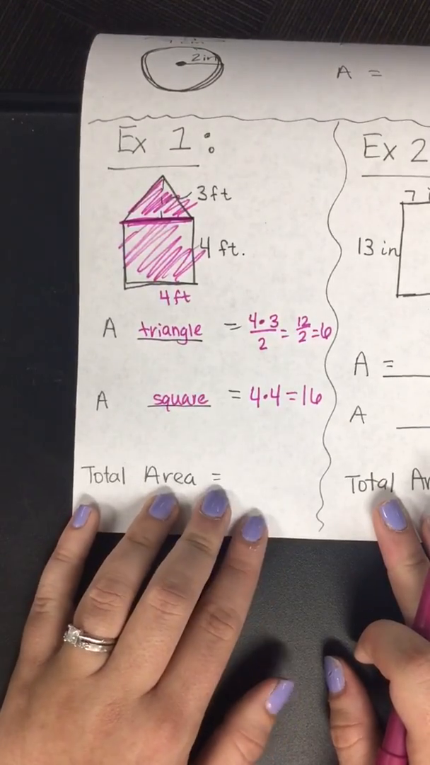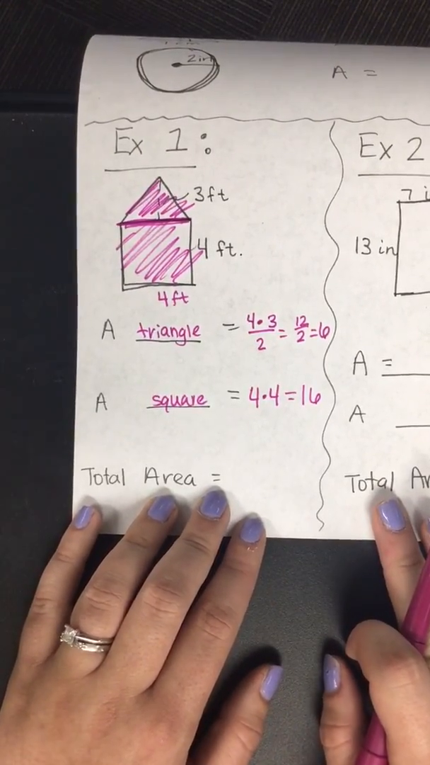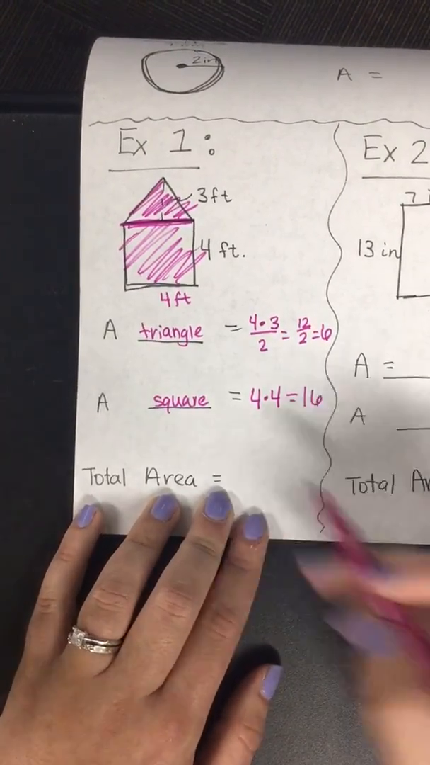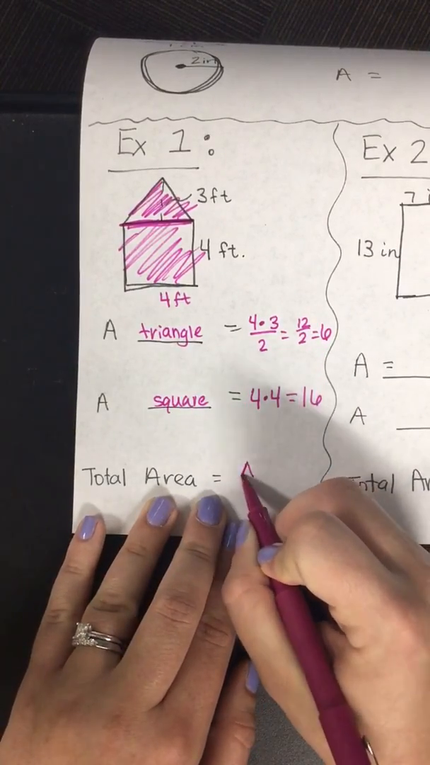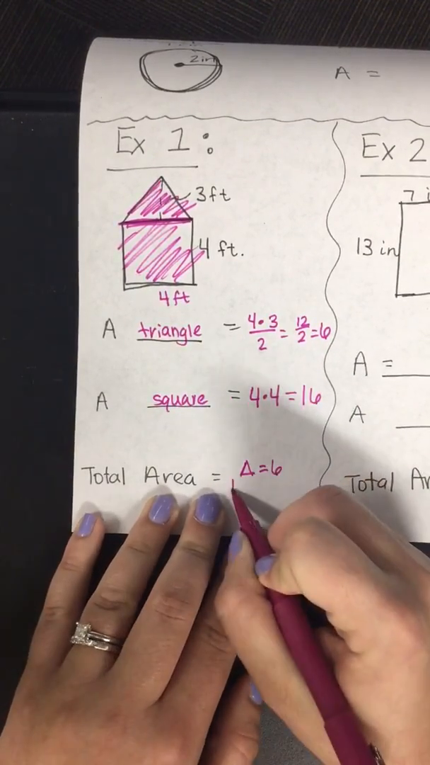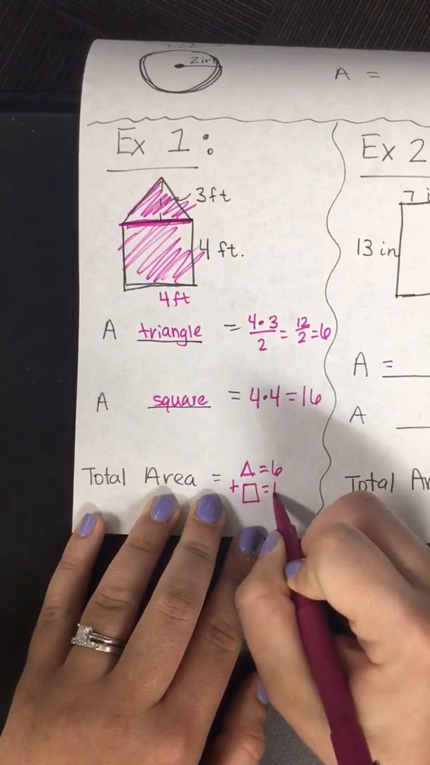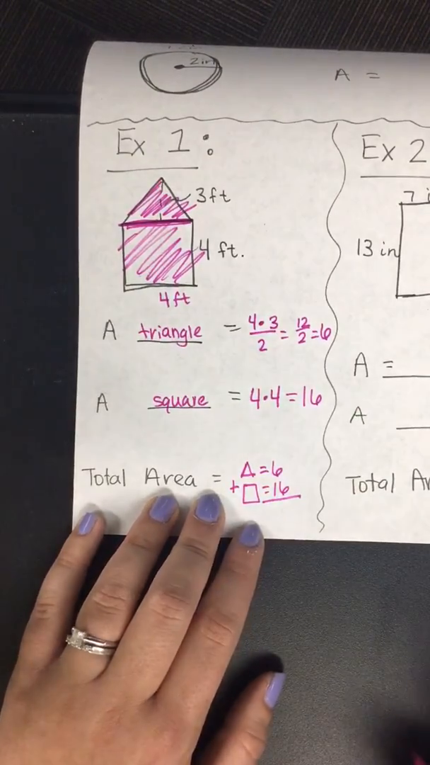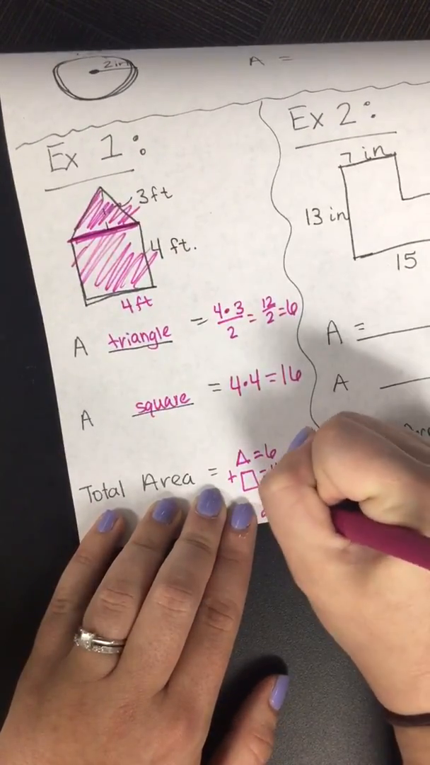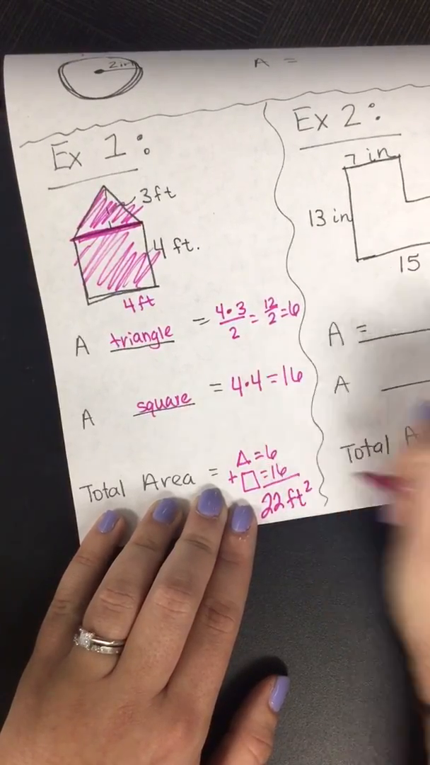So how do you think we're going to find the total area? Add them. So we're going to take the triangle, which is 6, and we're going to add it to the square, which is 16, to get a total of 22 feet squared.